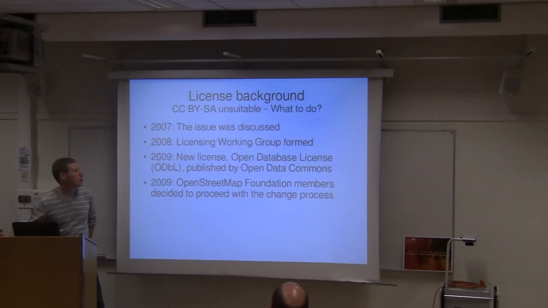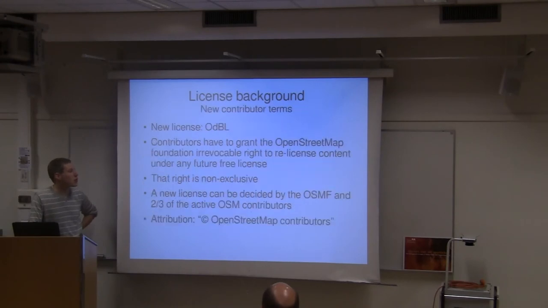And as I said before, this issue of the formal license was first discussed in 2007. So in 2008, the licensing working group was formed, and it should come up with a better way to do this. In 2009, a new license was presented, and in 2009 also the OpenStreetMap Foundation decided to proceed with this change.